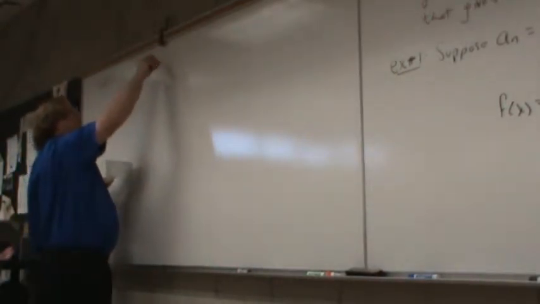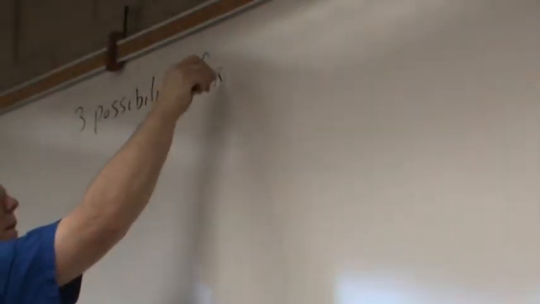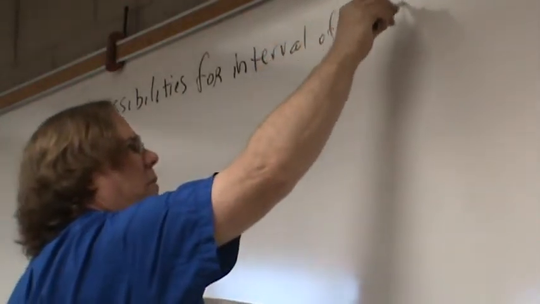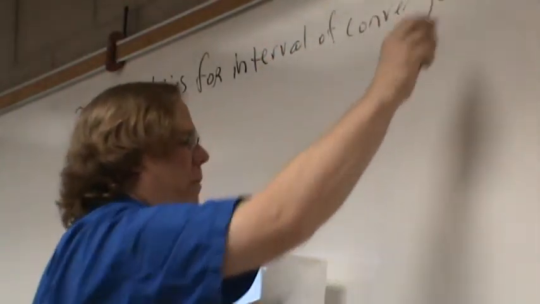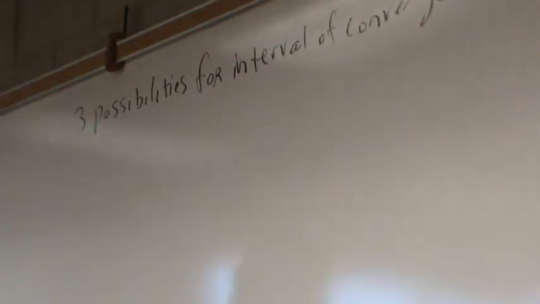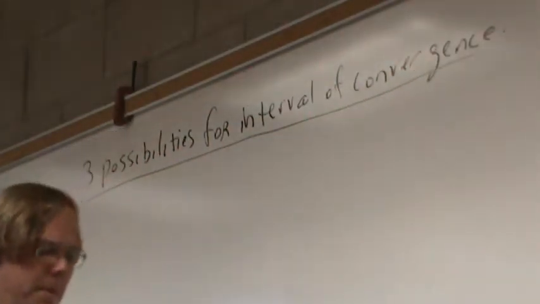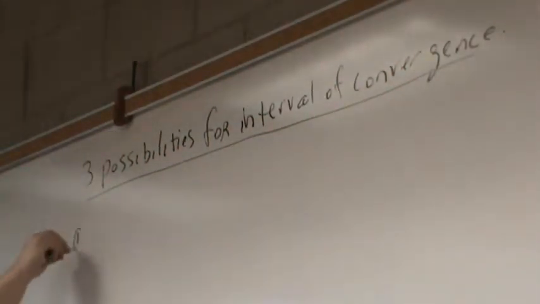3 possibilities for the interval of convergence. And this is for any power series, whether the power series is complicated or incredibly simple like that one. There's only 3 possibilities for the interval of convergence. The first possibility, there's actually power series I can give you where it converges only at the center of the power series.